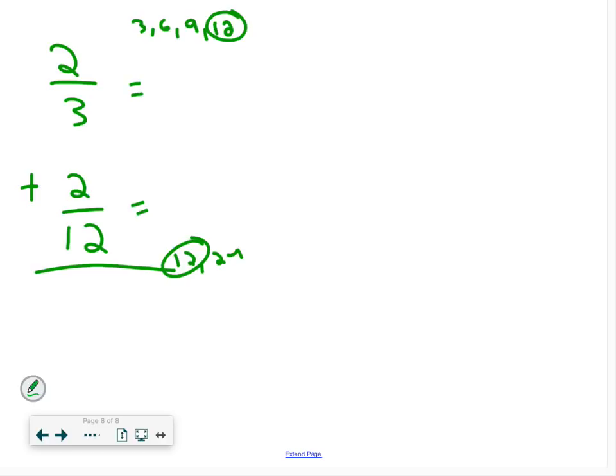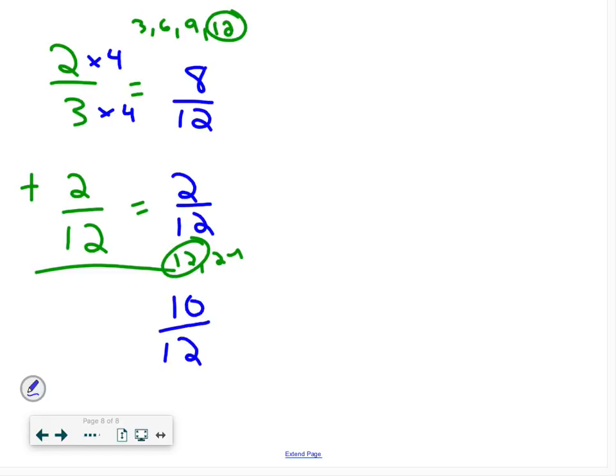So that means I'm going to keep 2/12 because it's the actual denominator I want. And I'm going to change my first one so that it has 12 as the denominator. And I know that to get to 12, I need to multiply by 4. And that also changes my numerator. And that would get me to 8/12. Now I can add them. 8 plus 2 is 10. And I still have 12s.